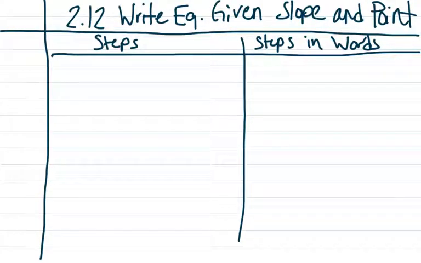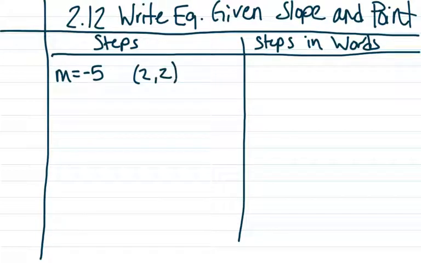This is lesson 2.12, writing equations given slope and a point. So this is a little different than 2.11, writing equations given slope and a y-intercept, because with 2.11 you are always given the y-intercept. Here you have to find it. So if we are given m equals -5 and the point is (2, 2), notice that is not a y-intercept because the x is not 0.